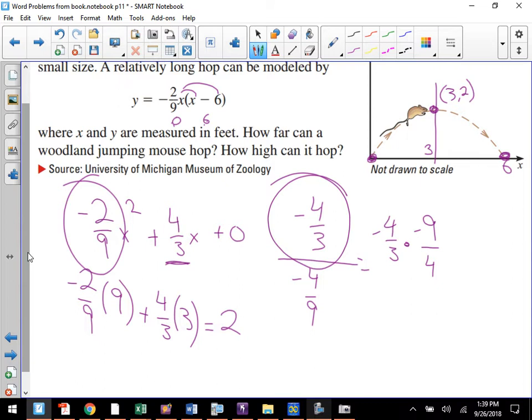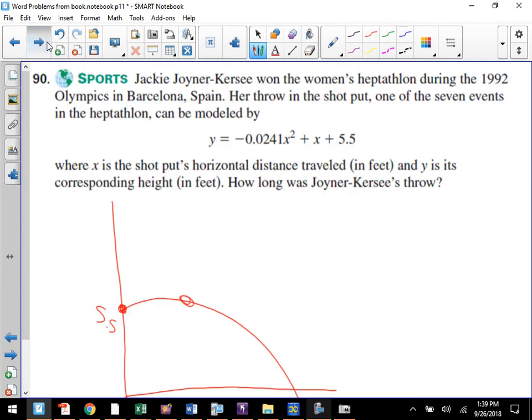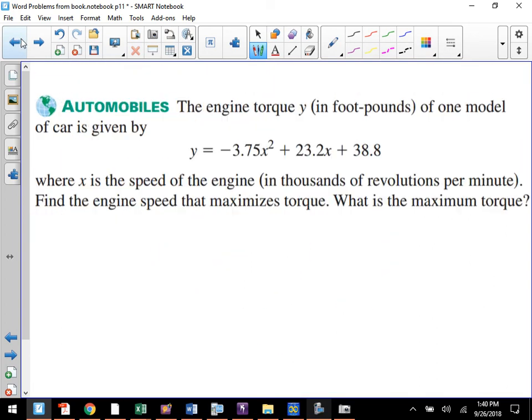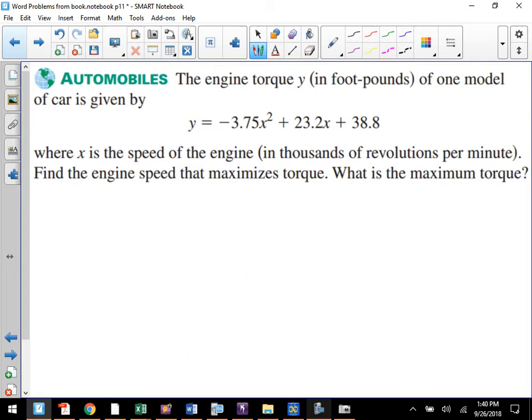Surprisingly jumps far. Automobiles, not it. Engine torque. This one is written in what form? Standard form. So here they're saying the X is the engine speed in RPMs, and find the engine speed that maximizes torque.